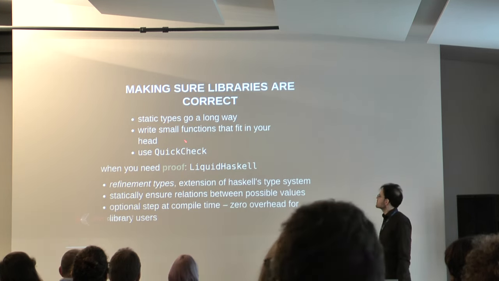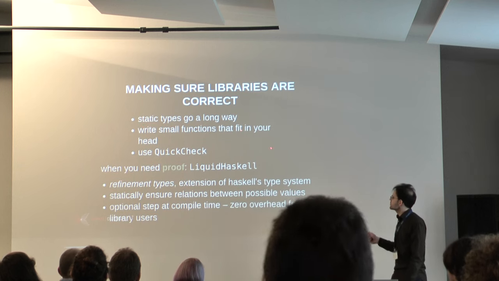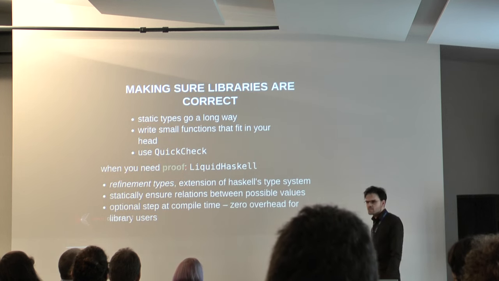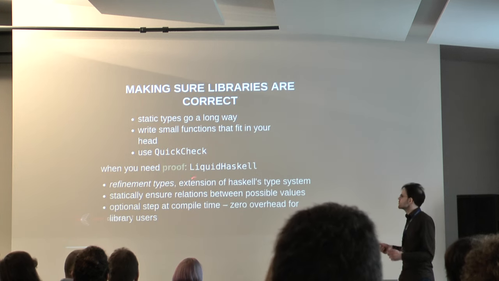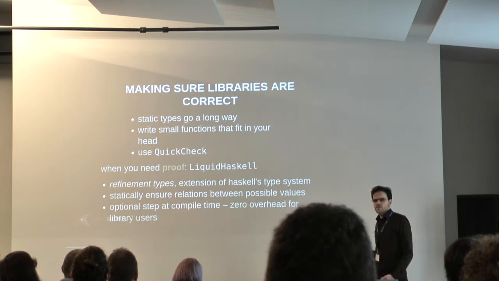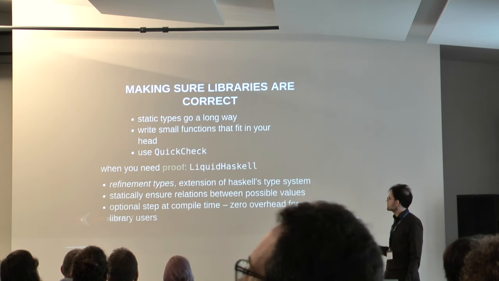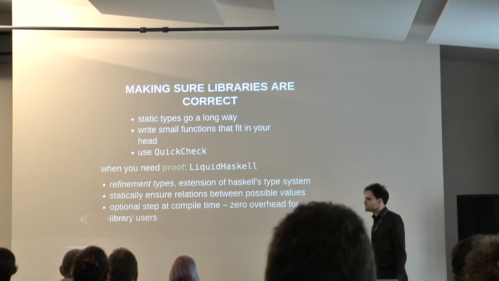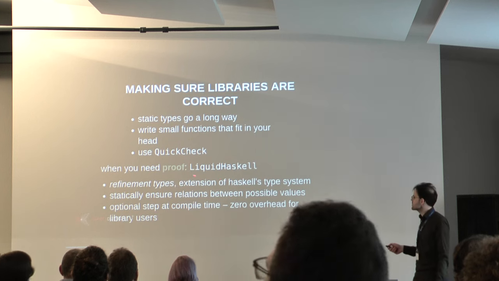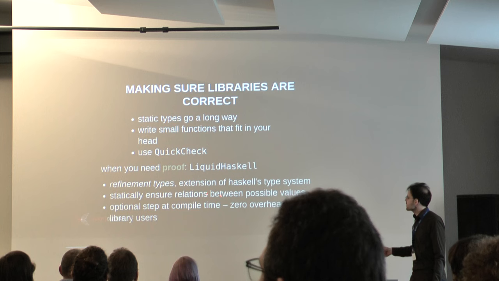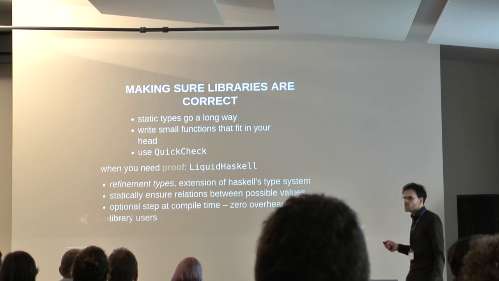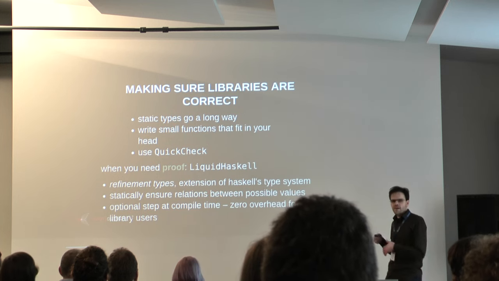But sometimes convincing yourself by reasoning about functions and using randomized testing is not enough. When there's other people's money or lives at stake, then you really want the proof that what you did is correct. And this is what Liquid Haskell offers you. It's an extension of Haskell's type system that allows you to express relations between values at runtime at the type level.